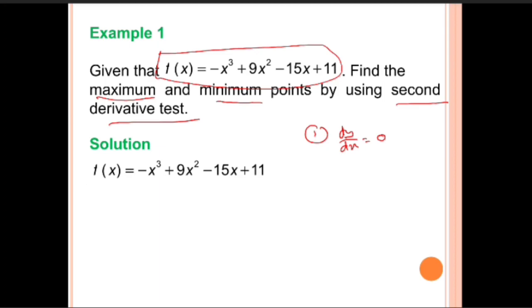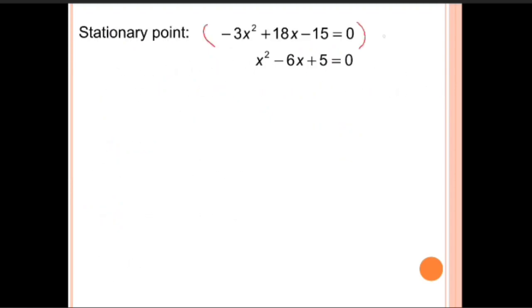So now we have the function f. We have to find f prime, differentiate it, and you get negative 3x squared plus 18x minus 15. Equate this to 0. Before you press your calculator, see whether you can simplify this equation. So you can divide everything with negative 3. After you have divided everything with negative 3, you get x squared minus 6x plus 5. Now press your calculator and you get (x minus 1)(x minus 5).